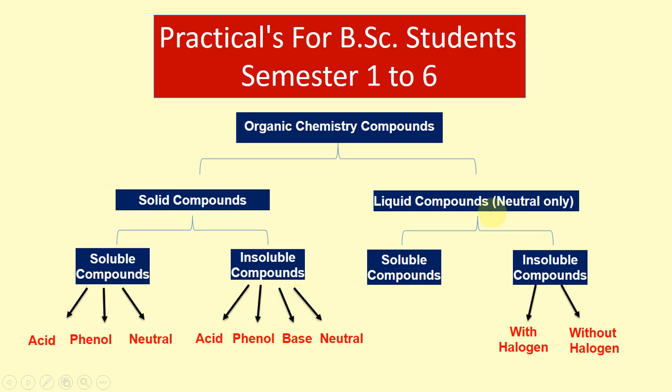For liquid compounds, M.Sc students have all the types: acid, phenol, base and neutral. B.Sc students only have neutral, soluble and insoluble compounds. We can discuss those without halogen and with halogen, but today's topic is only for solids. The liquid topic comes later.